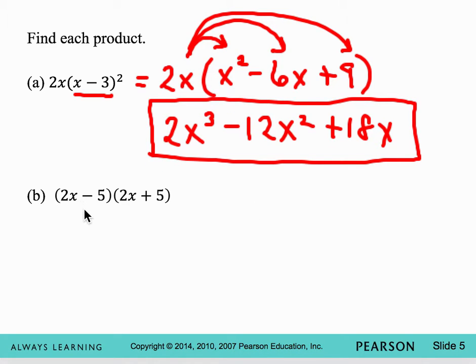Okay, this one's the difference of squares. So if the signs are different, you square the first one. 2x times 2x is 4x squared. You square the last one, and you always have a minus in the middle.